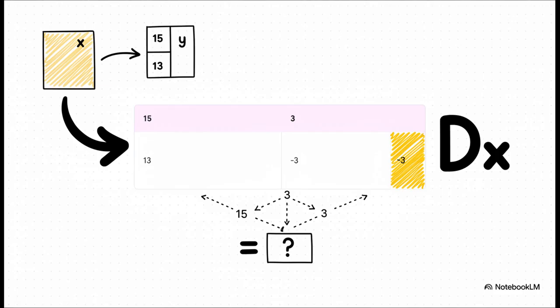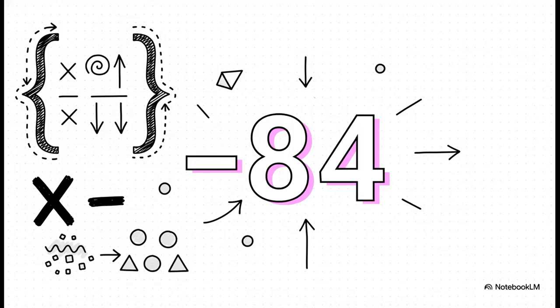Okay, now here comes the really clever part. To find the special x determinant, or Dx, we take that original matrix, but we're going to swap out the x column, that's the 12 and the 2, with the answers from our equations, the 15 and 13. And we just run the same calculation on this new grid. 15 times -3 minus 13 times 3. That's -45 minus 39, which gets us to -84. And that is our Dx.